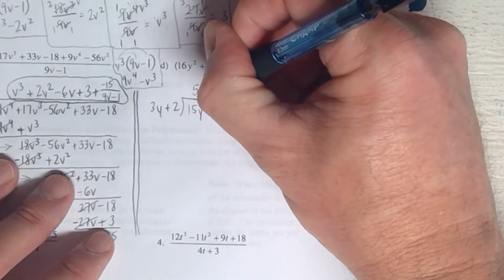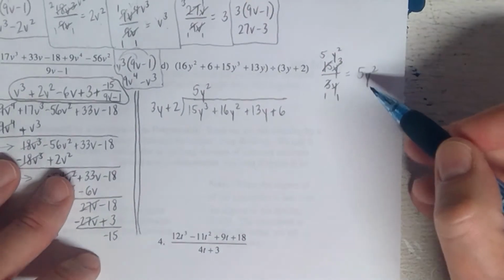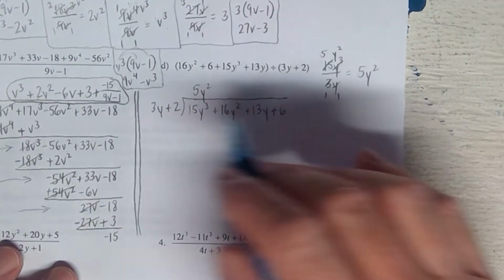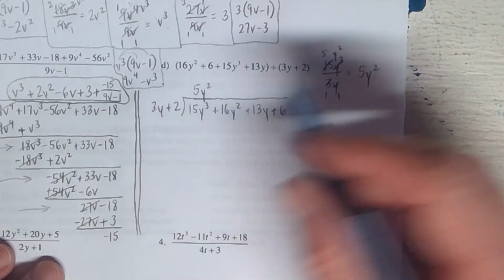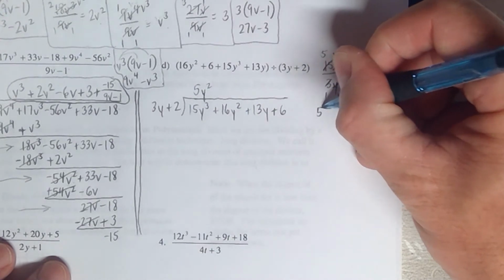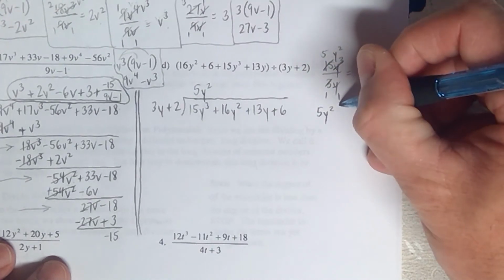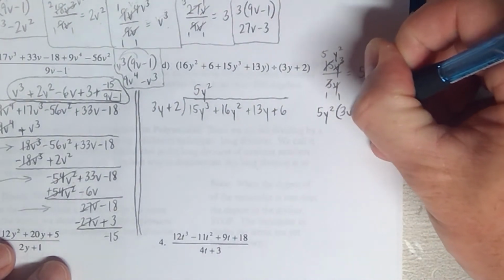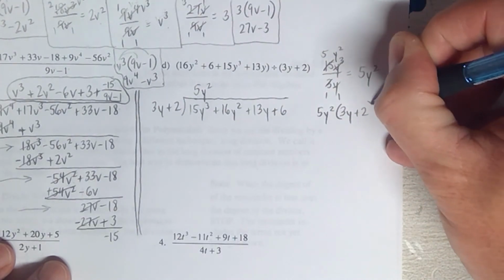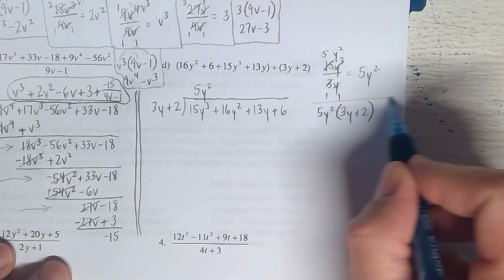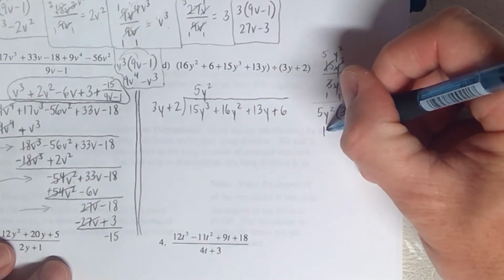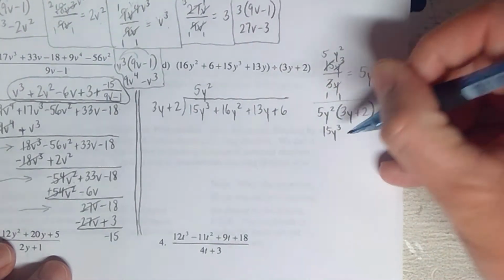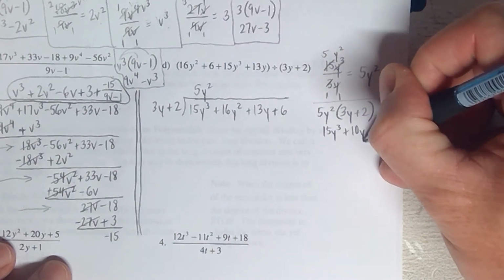5y squared. You take the answer that you get from the division part and you put it on top. And then you take the answer from the division part, and not only do you put it on top, but now you multiply it by the outside part. We did that a number of times in the last problem, didn't we? We distribute that out, and we get 15y to the third plus 10y squared.